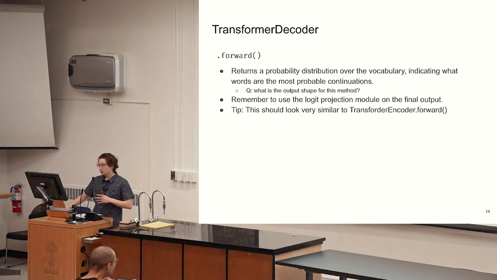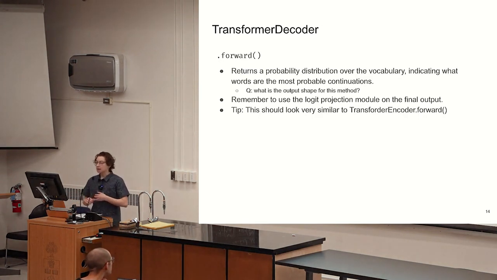Cool. And then the transformer encoder is implemented for you. So you just need to implement the transformer decoder, so how you go through the different decoder layers to create the decoder. And the only method you need to implement here, I think, is the forward method. And this should look very similar to the forward method for the transformer encoder class, so you can pretty closely parallel how that is written there.